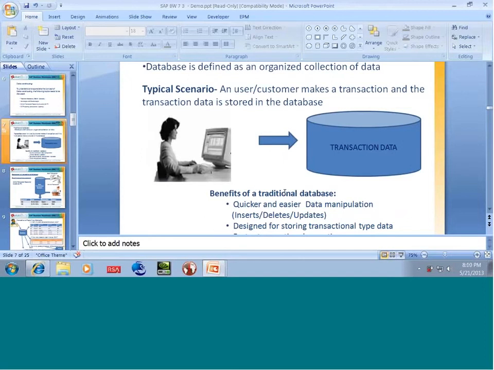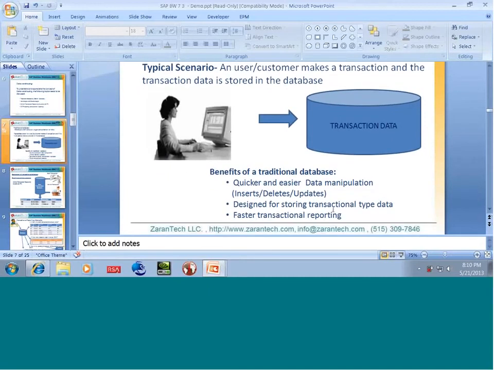It is efficient when it comes to inserting, deleting or updating the data available in the database. It is also designed for transactional type data, as I mentioned, every transaction. If you look at a real-time example, you go to a Burger King restaurant and buy a value meal. That purchase is a point of sale purchase. Whenever a transaction is made, that information is stored in the database.